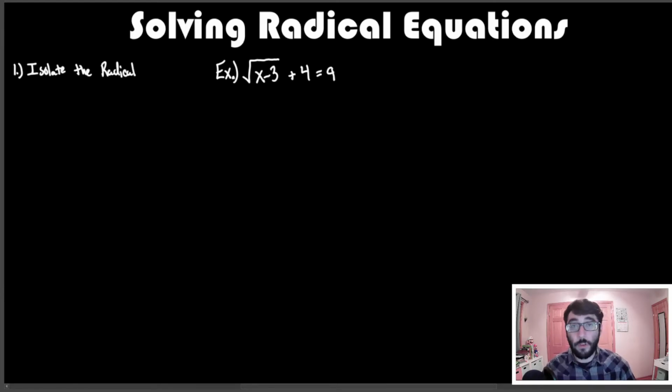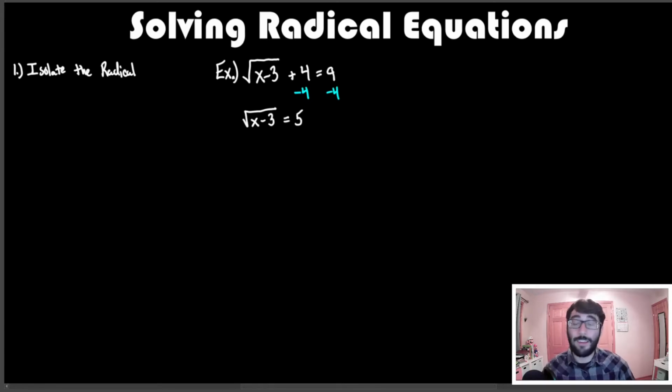Now, when we are solving radical equations, regardless of whether it's square root, cube root, fourth root, whatever, what you want to do is isolate the radical itself. So in this particular case, we're trying to isolate the square root of x minus 3. That means we have to subtract 4 from each side to get the square root of x minus 3 is equal to 5. Once you isolate the radical like we just did, it only took one step in this problem. It could take more.